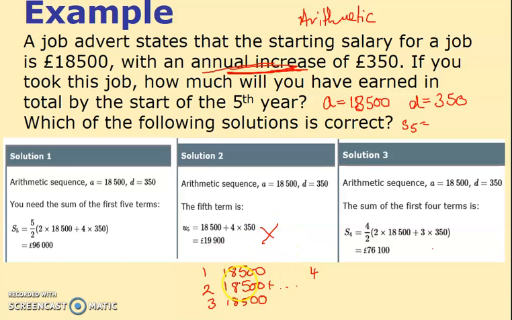And after 1 year it's 18,500. 2 years it's 18,500 plus the £350. Third year you'd get this. So what I'm getting at is here in the 4th year you'd get that amount. At the start of the 5th year, I think it's the same as the sum after 4 years' pay. So I just wanted to think to myself about that.